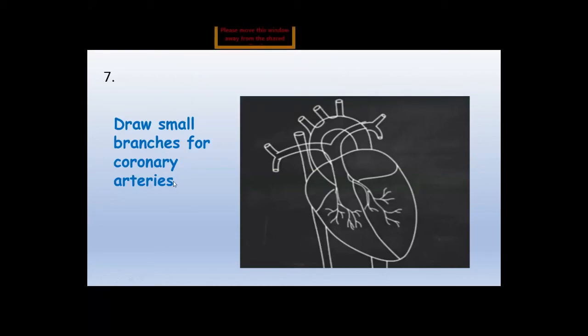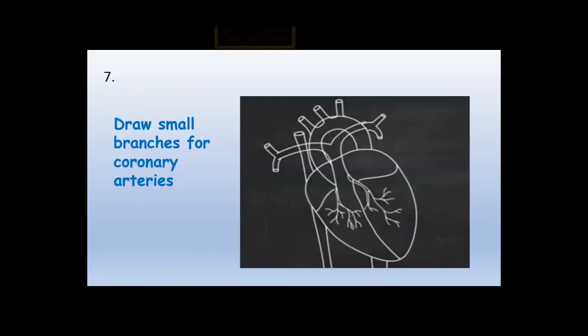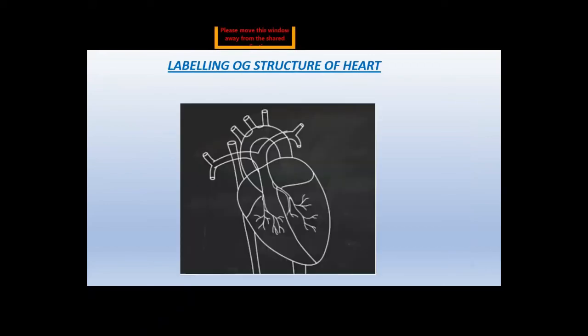This is the final step. Now what do we need? After drawing all these seven steps, we need to label it. I hope you are all taking the screenshot of all slides, right? Because these slides will help you to draw step by step. Now I am sharing the labeling of the structure of the heart.